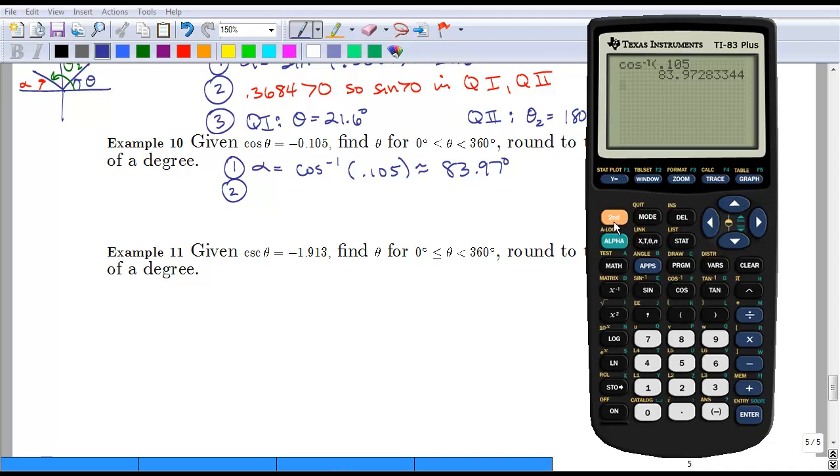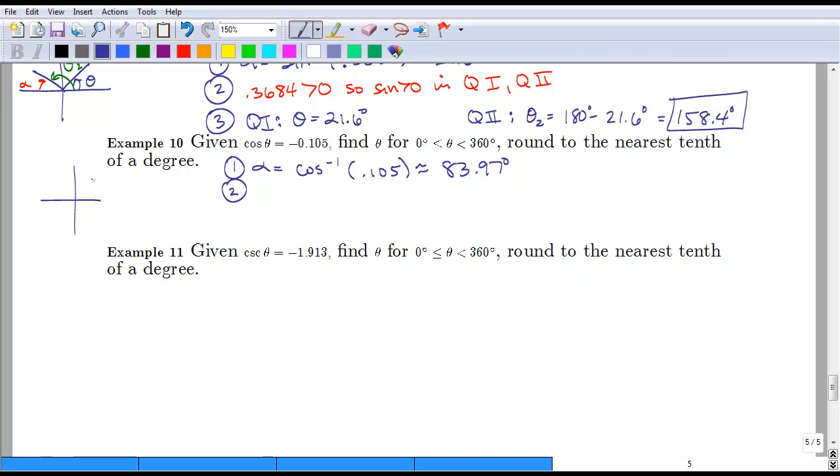And I'm going to show you real quick, if we had kept that negative, then we would have said cosine inverse of negative 0.105, and we would have found that this is 96.03, which is the supplement to this, which is the angle in quadrant 2 that we need, but then it would have been difficult to find our angle in quadrant 3.